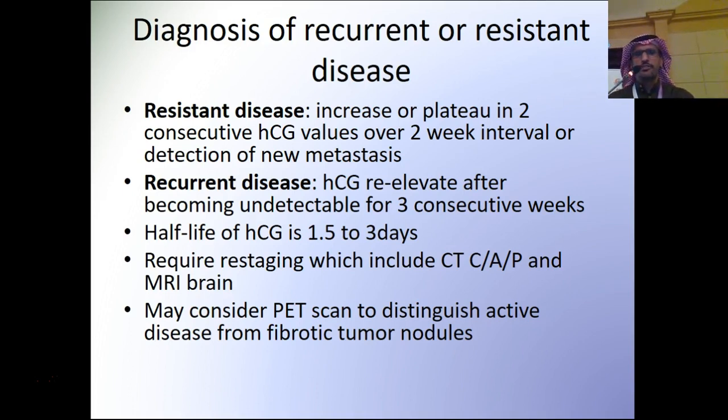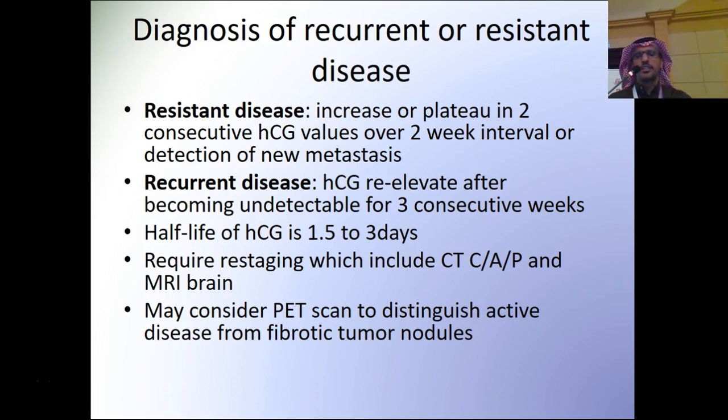We know that the half-life of beta-HCG is 1.5 to 3 days, so usually the level should fall by 1 log over 18 days. So if it becomes plateau or increases, this means resistant and you should switch treatment.